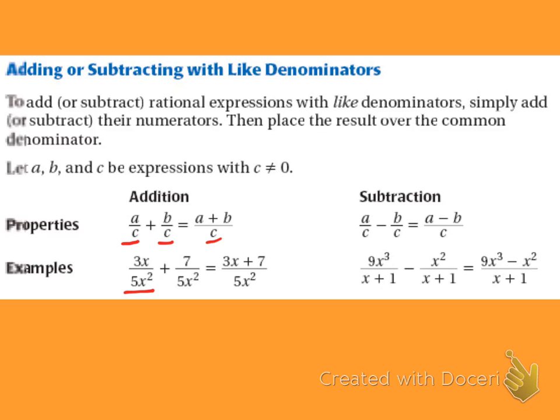Down here, we have a 5x squared and a 5x squared. 3x plus 7 goes on top, and then notice the 5x squared stays the same. No, it does not become 10x to the fourth. It is 5x squared. Good. Moving right along.